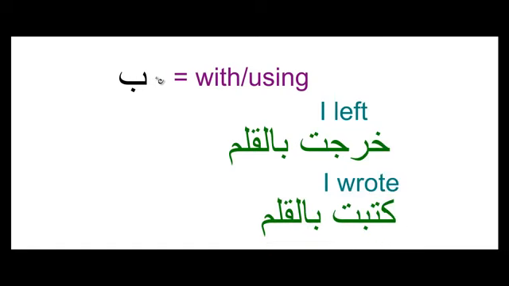Now the second one is bi, and bi means with or using. For example, we have kharajtu, which is a verb. Kharajtu, I left, bil qalami. Again, kasra because of the ba. Only 1 kasra because qalam has alif lam. Next we have katabtu bil qalami. Katabtu means I wrote. I wrote bil qalam, using the pen. I wrote using the pen. Katabtu bil qalami.